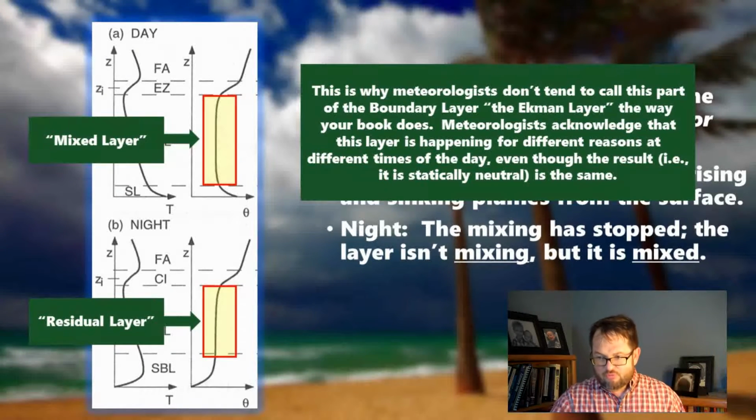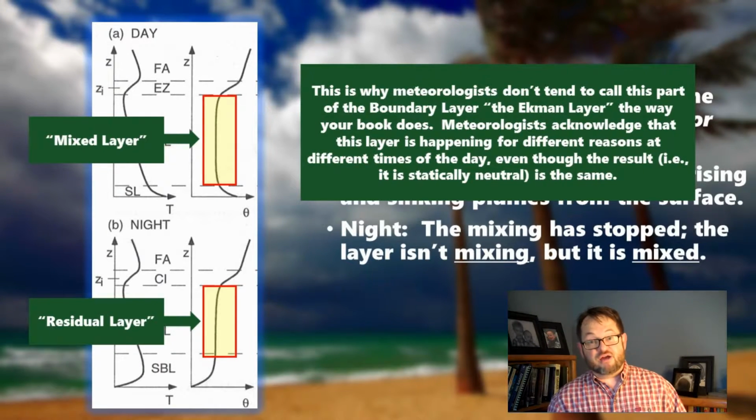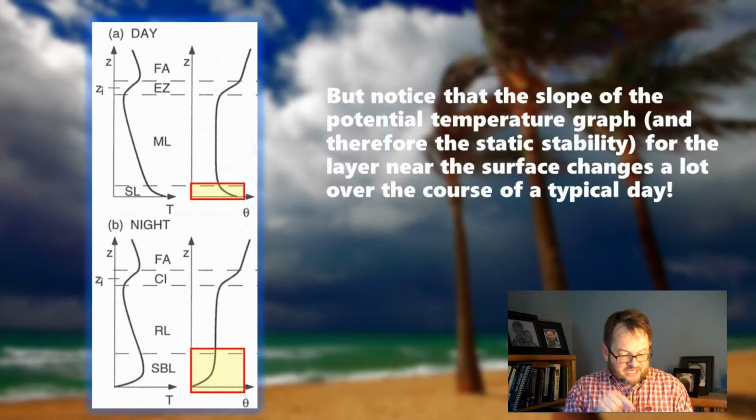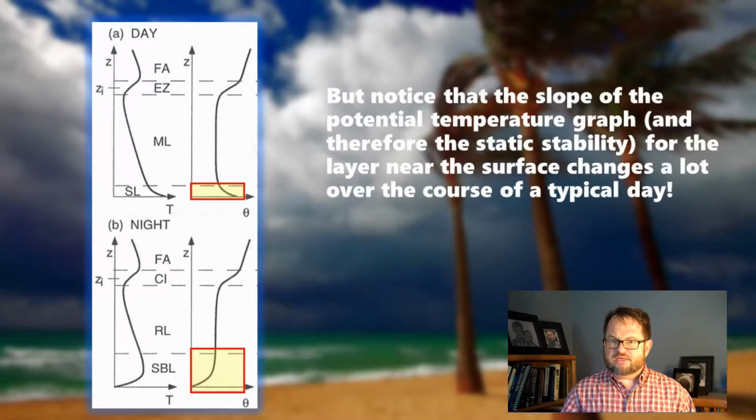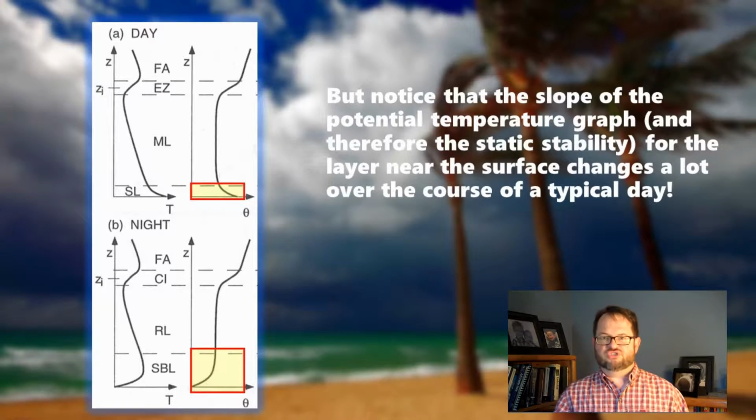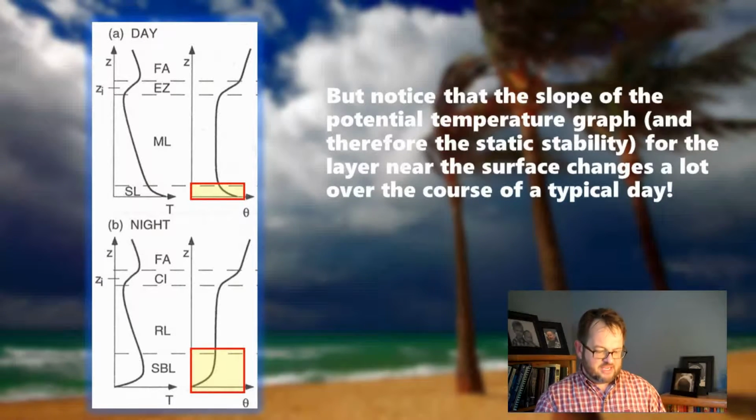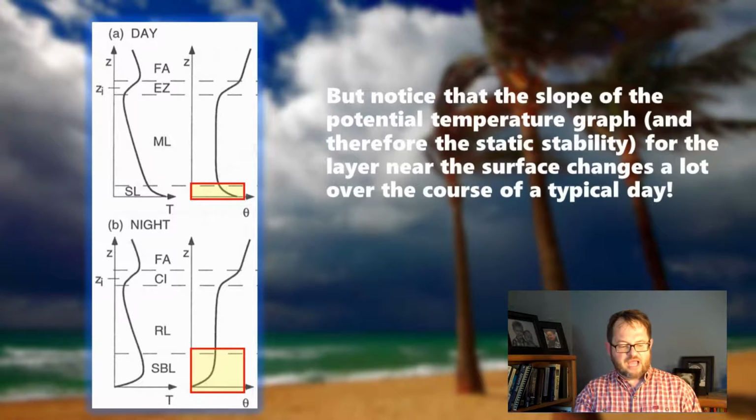But even so, even though this big chunk of the depth of the boundary layer is statically neutral, if you take a look at the bottom of the boundary layer, right near the surface layer, that lowest 10 to 50 meters or something like that, you'll notice that the slope of the curve of potential temperature, and therefore the static stability of that layer, changes a lot over the course of a typical day. You can see how the curve can change quite a lot.